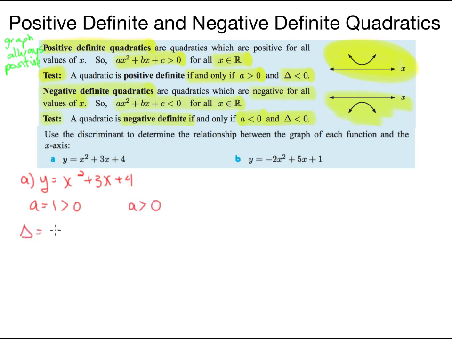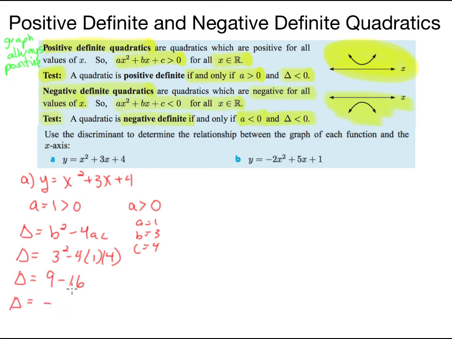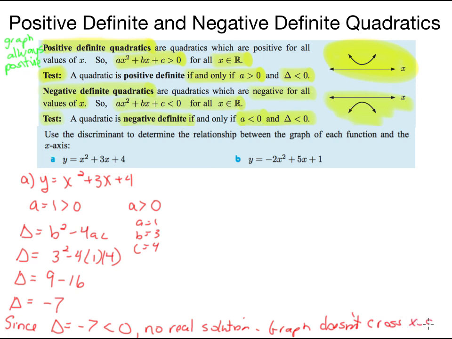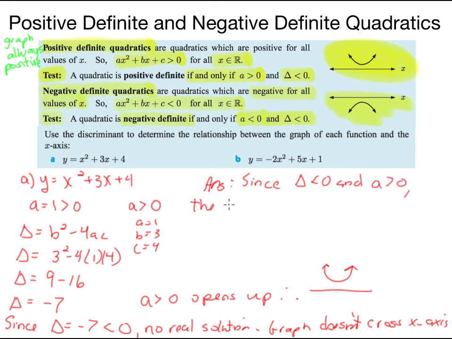So first I'm going to look at my discriminant. I'm identifying my a, b, and c, and solving for my discriminant by substituting in my values. Here I get a discriminant equal to negative 7. Since my discriminant is negative 7, which is less than 0, we know this has no real solutions, so the graph does not intersect or cross the x-axis. So I could have a positively defined or negatively defined quadratic. To determine which one it is, I look at my a. My a is greater than 0, it's concave up, and so it is a positively defined quadratic. So how would I write my answer? You could say something like this: since the discriminant is less than 0 and a is greater than 0, the graph is a positively defined quadratic.